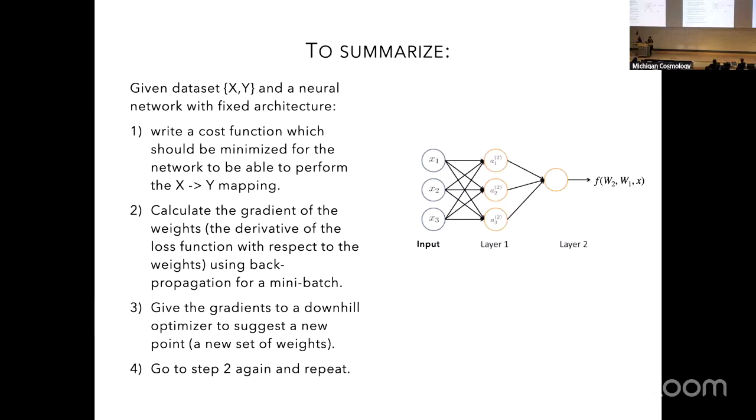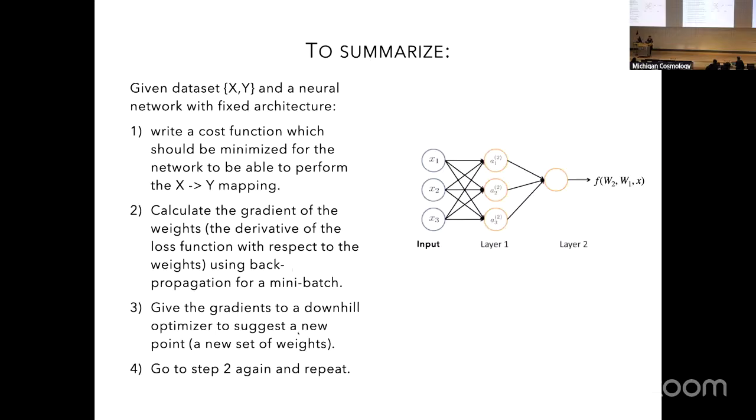All right, so, summary. We have some data set, X and Y's, and we want to use it to find the weights at the different layers of my neural network. What I do is I write a cost function that represents what I want my network to do, that allows me to map the X to the Y. And then I calculate the gradients of the weights with respect to that loss function with backprop for a mini batch.